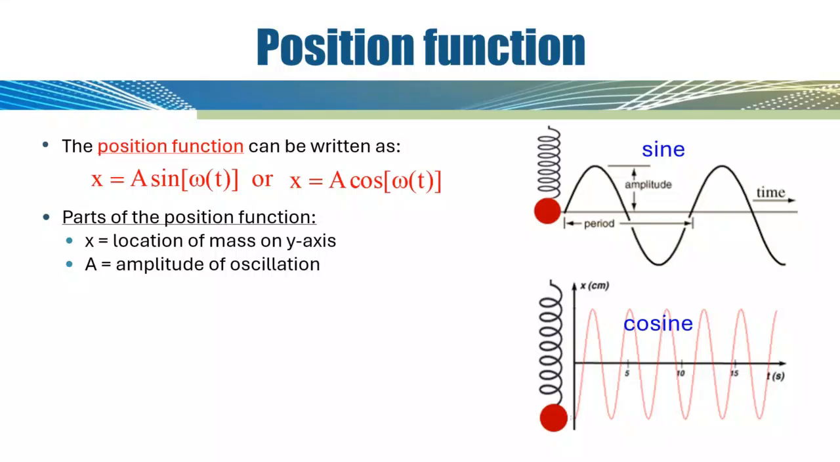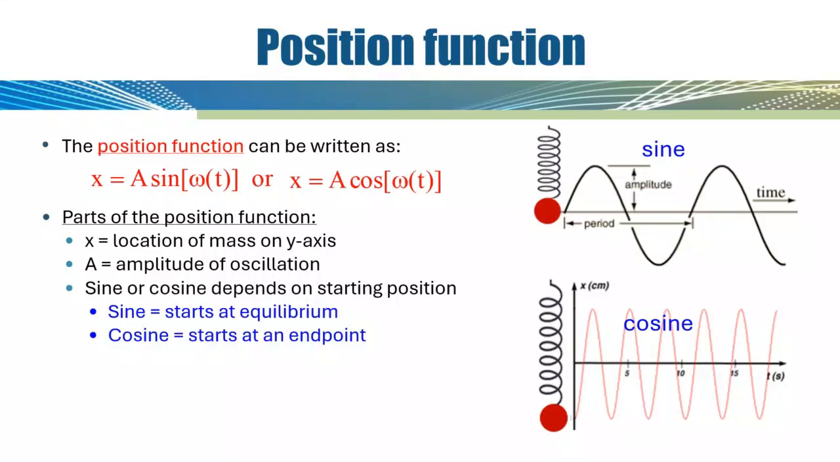How do you know whether you should use the sine or cosine version of the position function? That depends on where the mass is at the start of the story. If the mass is at equilibrium at the start of the story, then we're going to use the sine version. And if the mass is stretched or compressed, meaning that it's at an end point, we're going to be using the cosine version. Omega stands for angular frequency, and it's going to be equal to 2 pi f, and we will also be replacing this variable with its value as well.